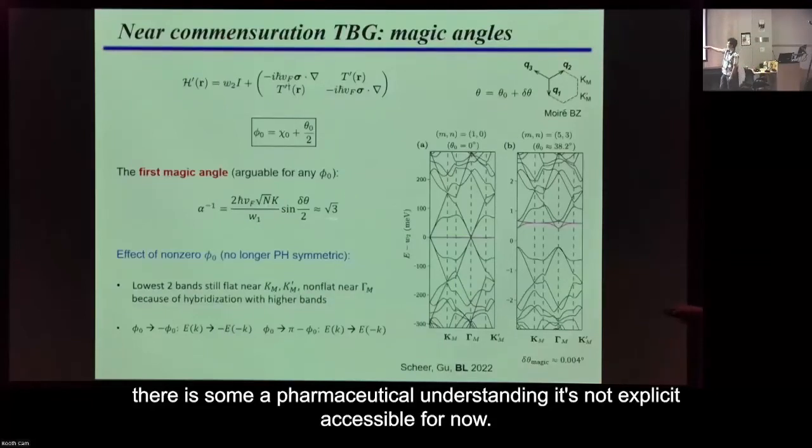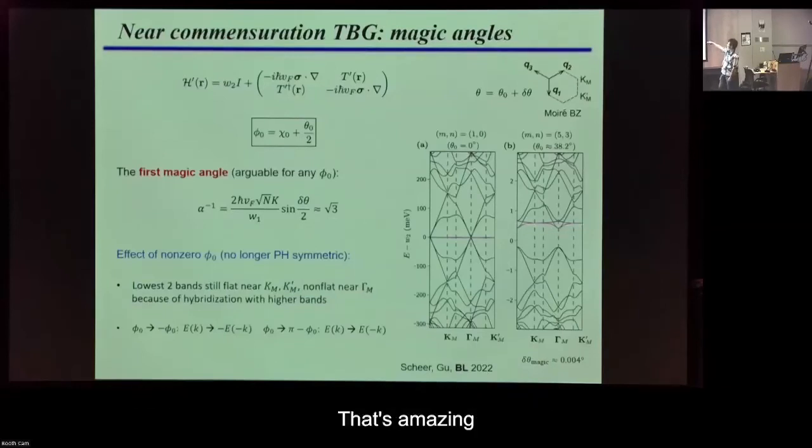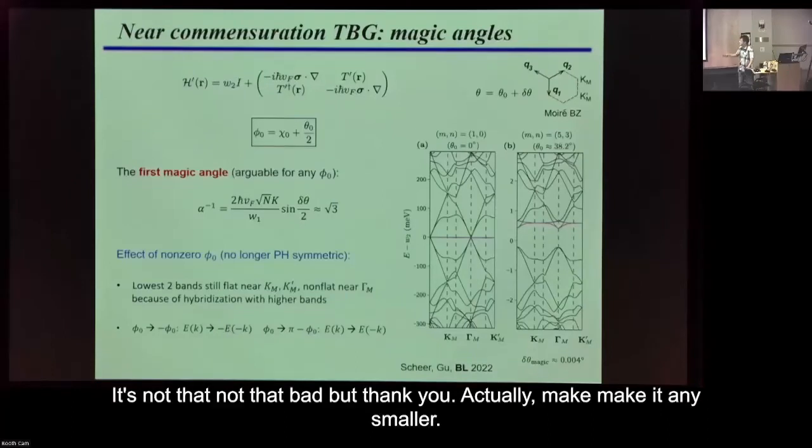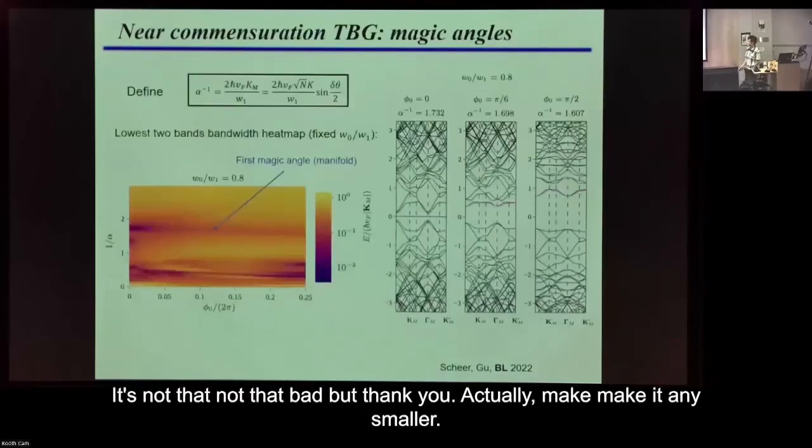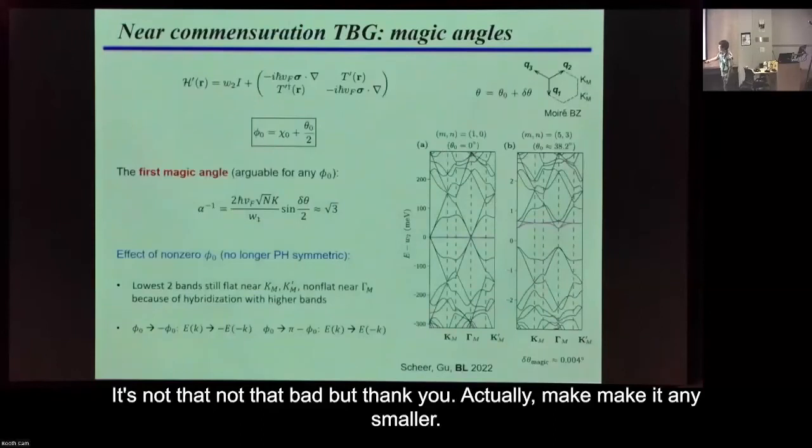But basically at this angle, you again get a roughly flat band. Actually, this band can still be very flat. The only reason it's not flat is because it's shifting upward and hybridizing with the higher non-flat band. But if you make the AA hopping smaller, which would push the higher bands to higher energies, these bands are still kind of flat. And now you lose the particle-hole symmetry.